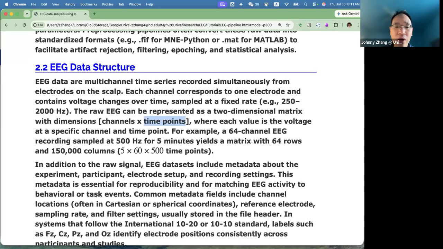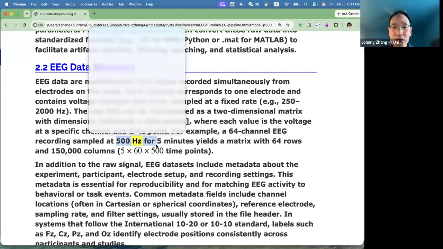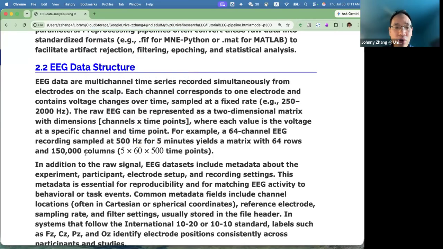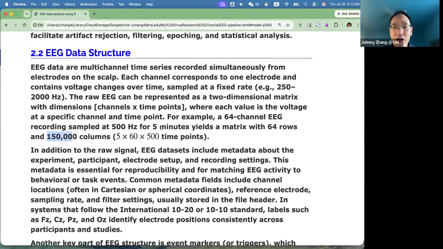For example, if we record the data at 500 hertz for 5 minutes, in total we would have 150,000 columns. This is calculated as 5 minutes, each minute of 60 seconds, so we have a total of 300 seconds. For each second, we have 500 data points recorded. So in total, we have this amount of data. This is only for 5 minutes of recording. If you have longer experiments, we would have a much larger data set.